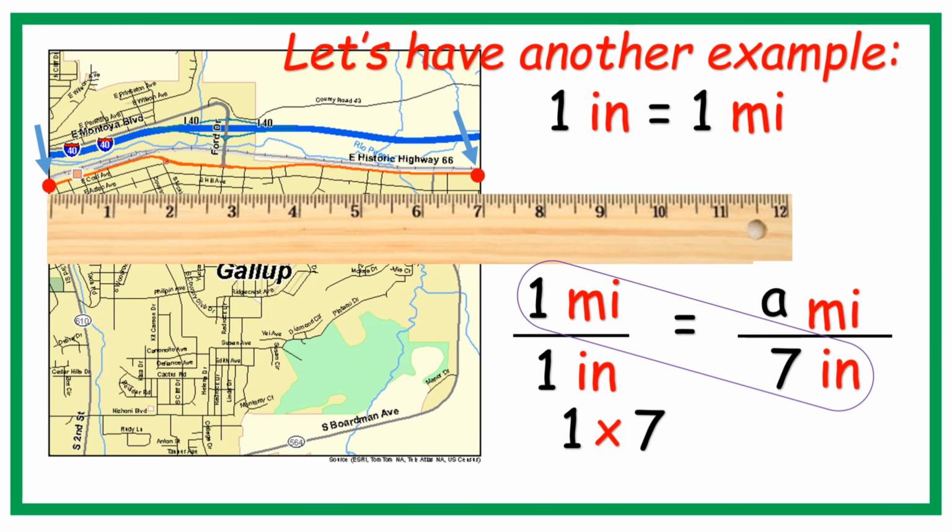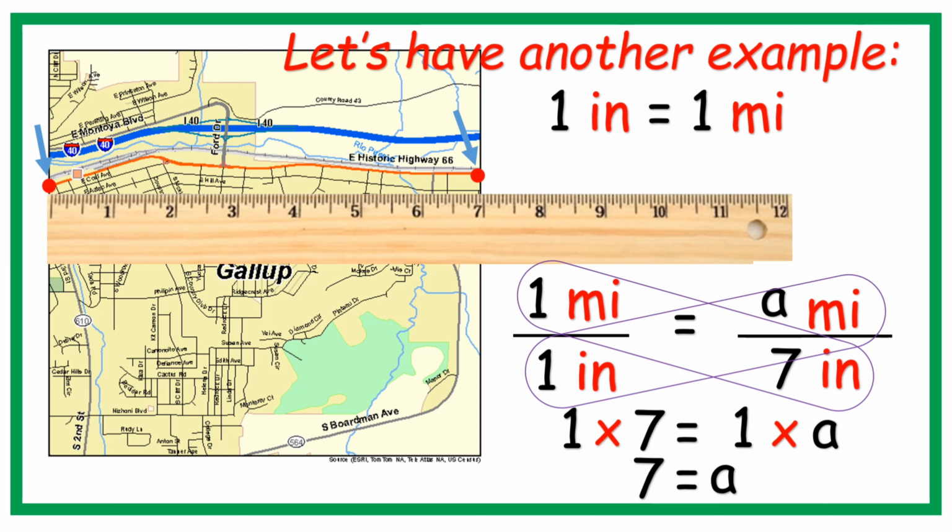1 times 7 equals 1 times A. Just like that, we used the cross multiplication guide. That will make our computation a lot easier. Now let's solve it. 1 times A, 1A or A. 1 times 7 is 7. That's it. Our answer is A equals 7, or 7 miles. Just like that. You got it.